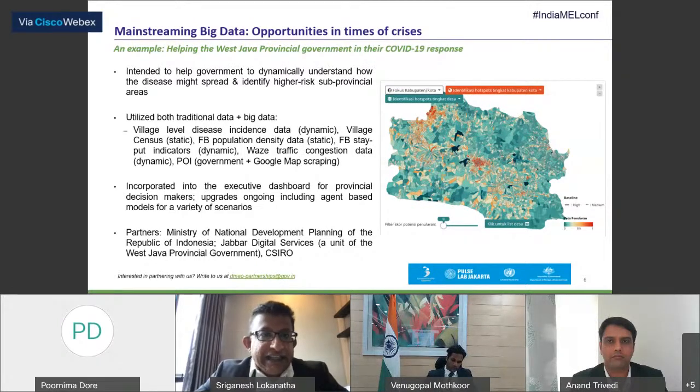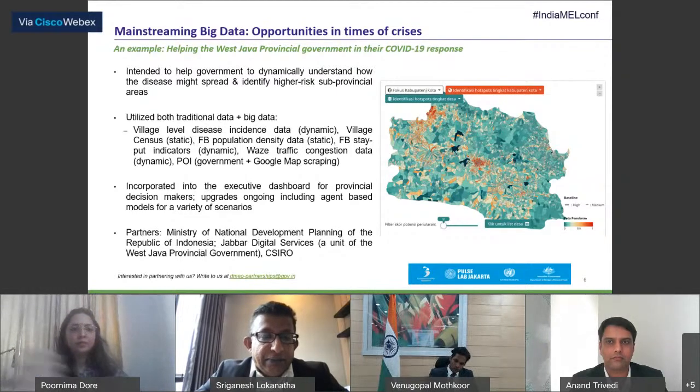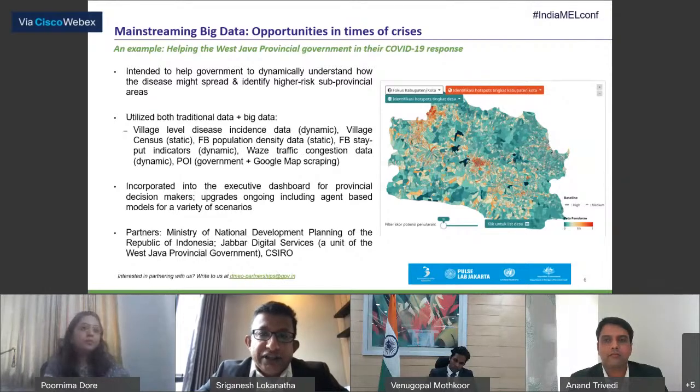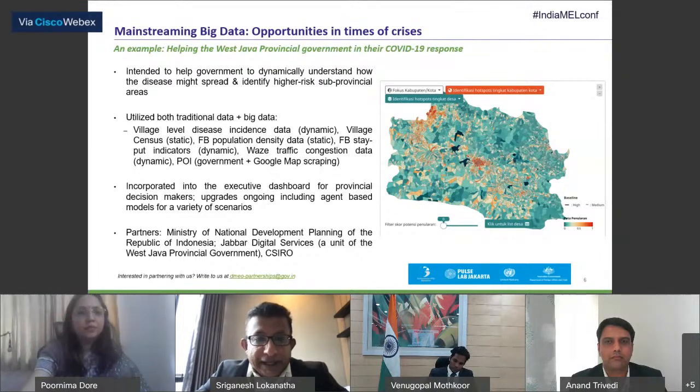Waze traffic data, which is an imperfect measure of mobility, but we used this as a proxy to understand congestion, and as a proxy to understand the level of mobility on public transport infrastructure. So the idea here is really to try and effectively bring existing administrative data as well as new forms of data into decision-making systems that have been adapted to the kinds of decisions that decision makers on the ground have to make.